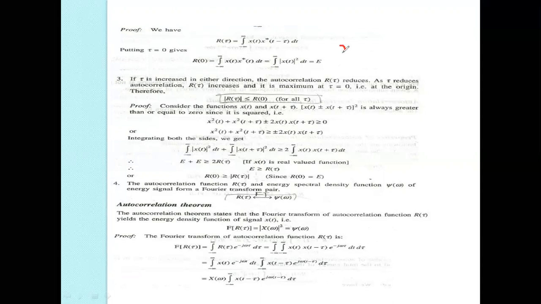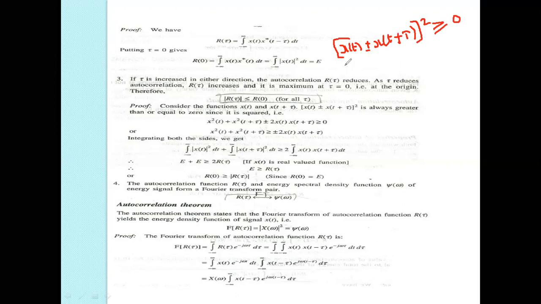Like one signal, if I am considering x of t, and another signal x of t plus tau, the advanced function, or the function shifted in the negative direction. Now combining the two functions, x of t plus or minus x of t plus tau, squared, is always greater than or equal to 0 since it is a square.